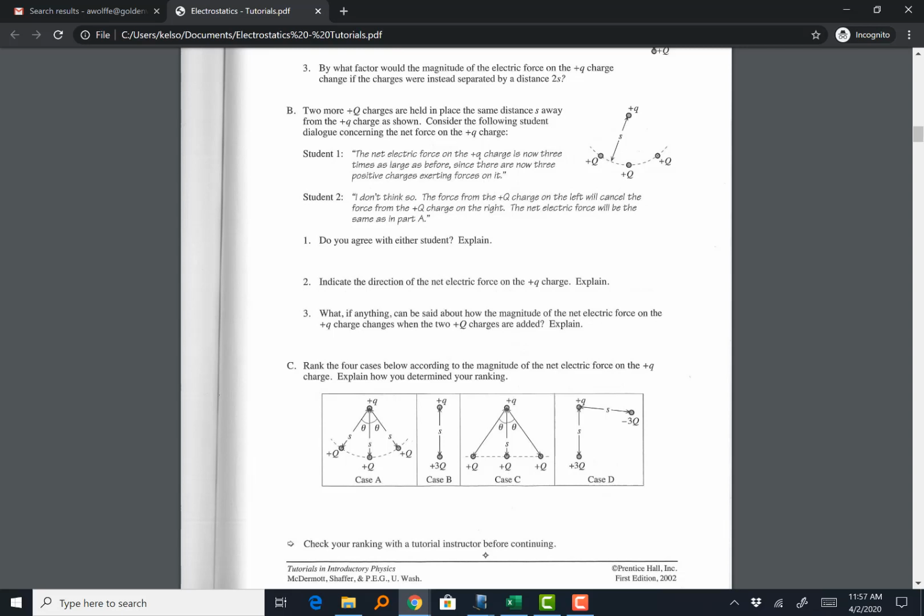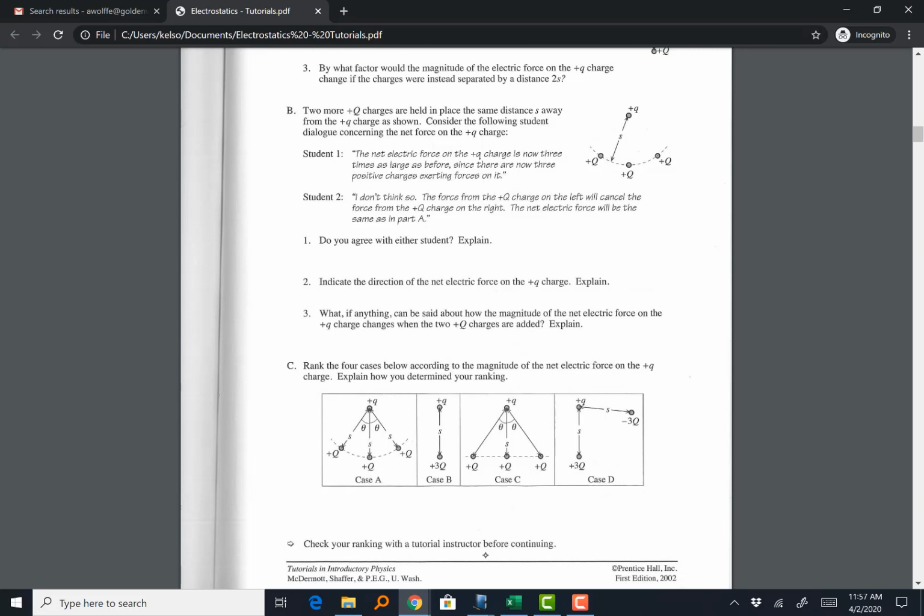One of the things that we can notice is that in case B, I've exchanged Q for 3Q. And this is going back to student 1's explanation up here where he's saying it's going to be 3 times as large as before. So this would be creating a force that's 3 times as large as the force in part A. So case B has a force that's 3 times as large as part A.